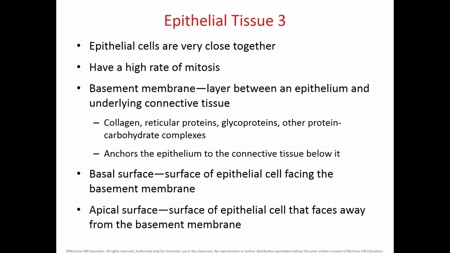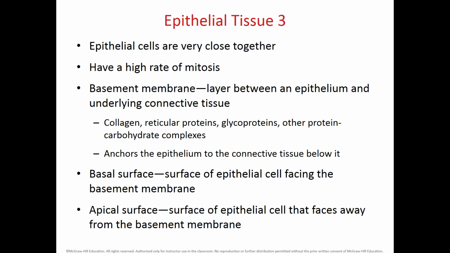Characteristics of epithelial tissue. The cells are very close together, so they form junctions, and these cells divide very rapidly, so they have a high rate of mitosis. As I told you before, these cells are connected on their basal side to the basement membrane, which is a layer of connective tissue made by collagen fibers, also by reticular proteins, glycoproteins, and many protein carbohydrate complexes. The function of the basement membrane is to anchor the epithelium to the underlying connective tissue so that these epithelial cells won't be freely floating.